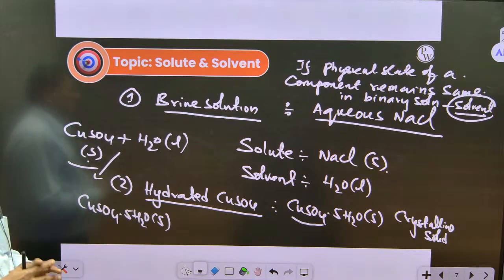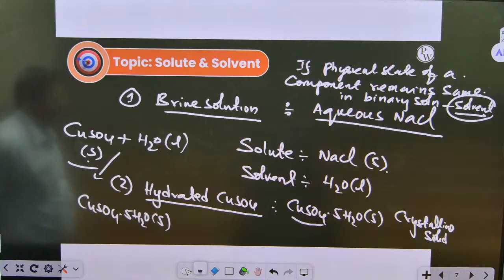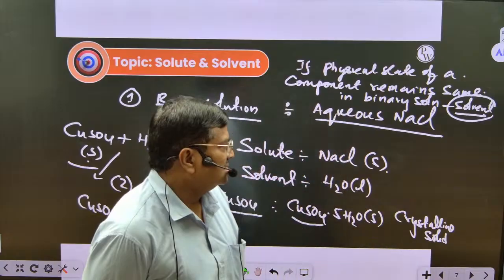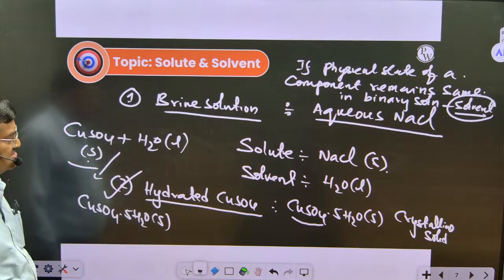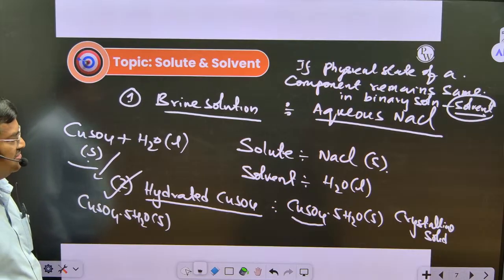So make a note, in a binary solution, if the physical state of a component remains the same, are you following, students? This is important. In JEE Main as well as the NEET exam, they may ask you in the form of matching who is the solute and who is the solvent. Clear? Now we go for another example.